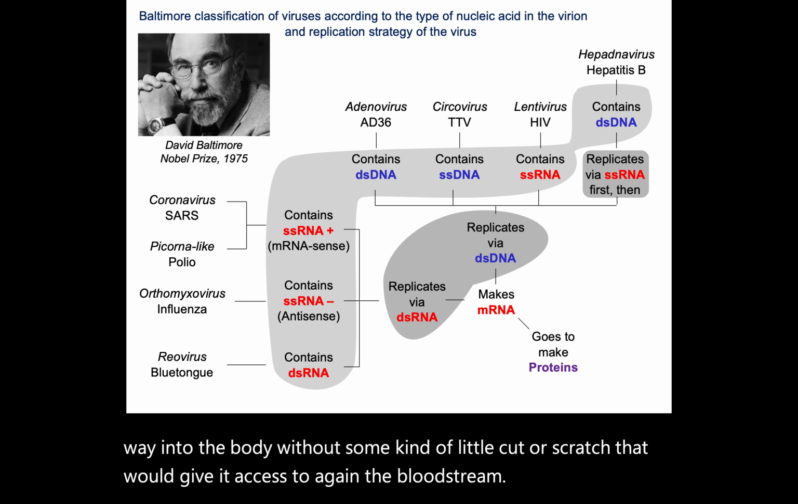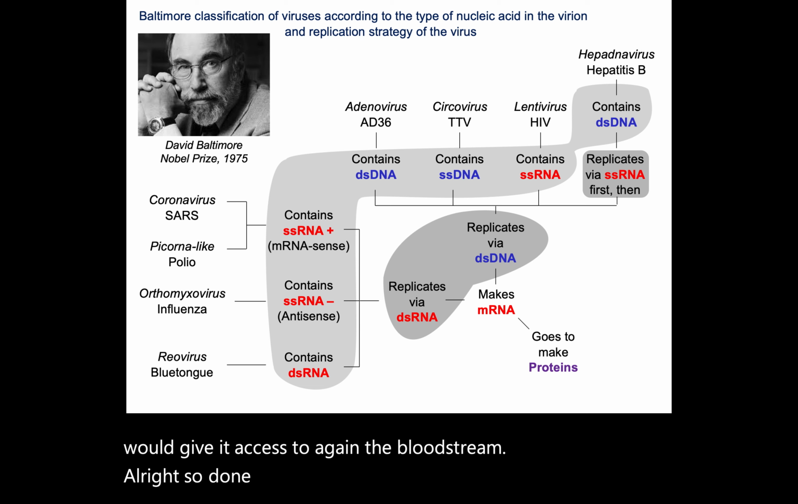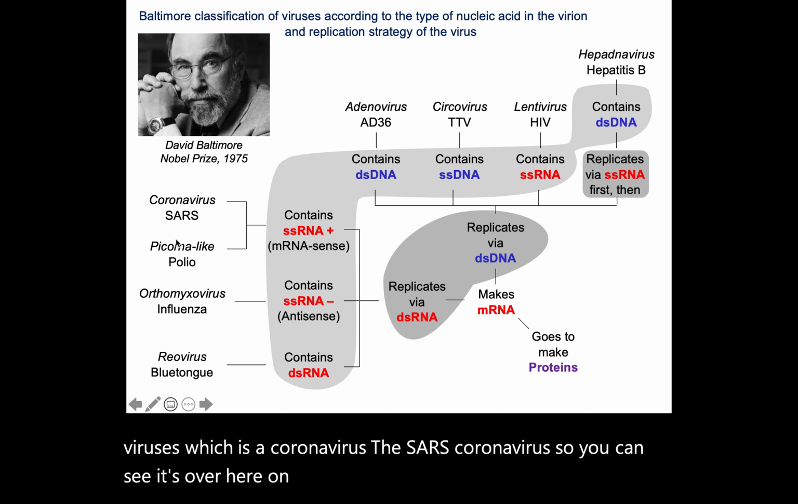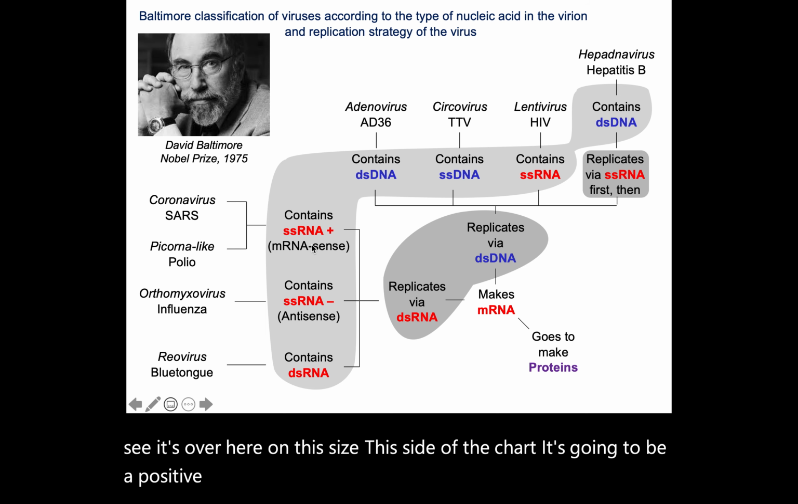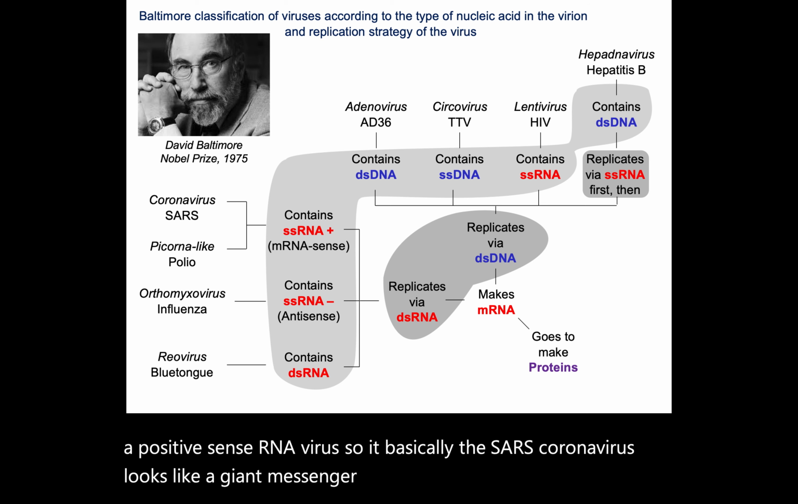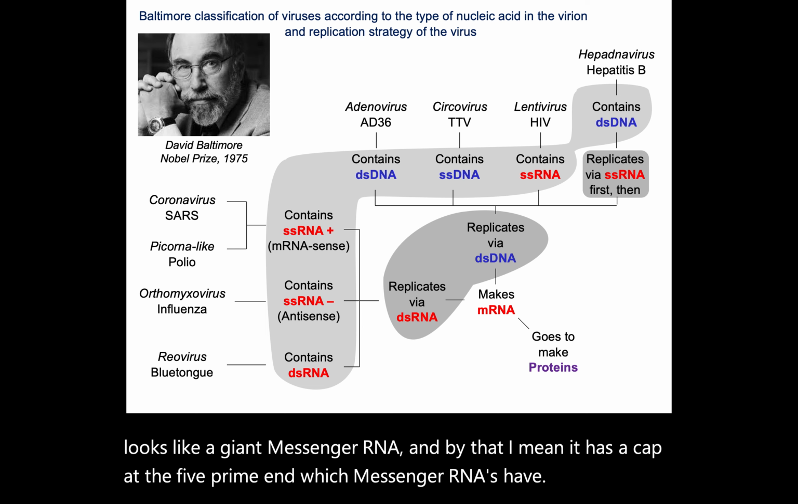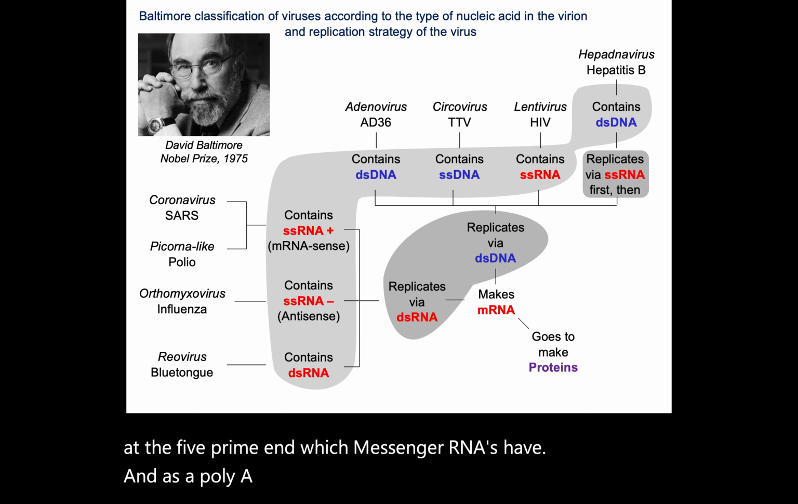All right, so done with HIV. Let's now talk about one of my favorite viruses, which is a coronavirus, like the SARS coronavirus. So you can see it's over here on this side of the chart. It's going to be a positive sense RNA virus. So basically, the SARS coronavirus looks like a giant messenger RNA. And by that, I mean it has a cap at the 5' end, which messenger RNAs have. And it has a poly A tail at the 3' end, which messenger RNAs have.